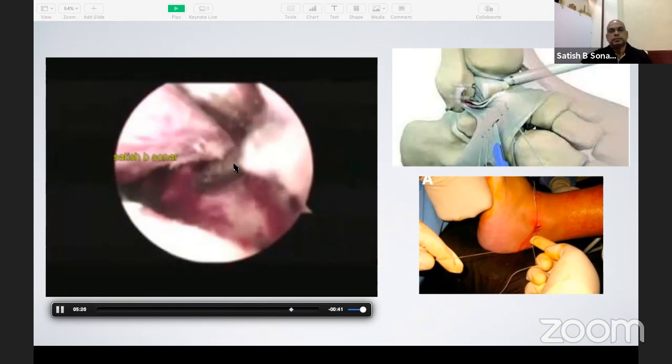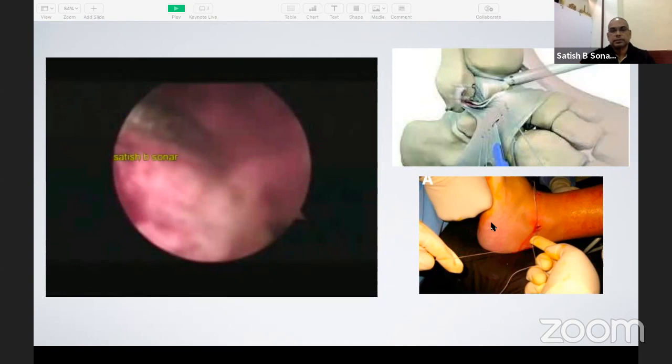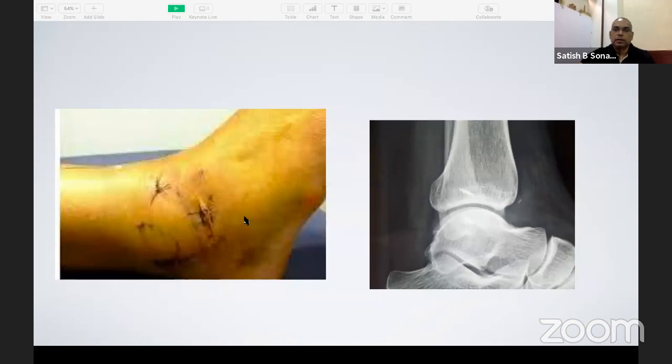And you have to tighten it in a full dorsiflexion and some eversion. So this is a small scar, and these are the two anchors. Previously, I used to use the metal anchor. So you can see the anchors here, one proximally and one near the tip of the fibula.